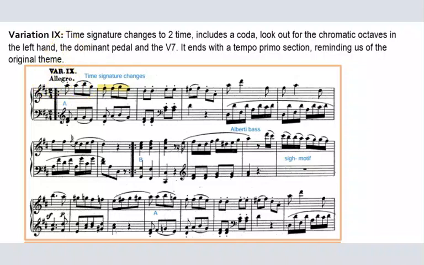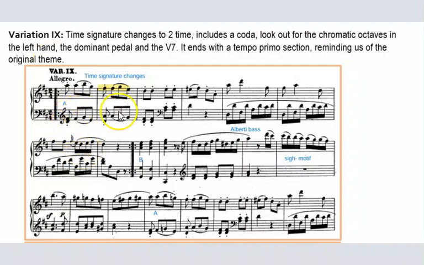Now in variation 9, the time signature changes to 2/4, so I want you to mark that in. It's marked allegro, and this will include a coda, and you will remember that we have discussed a coda. That is the end, it means tail. And I want you to look for chromatic octaves in the left hand, a dominant pedal that I'm going to show you, and the dominant 7th. And it will end with a tempo primo section, reminding us of the original theme.